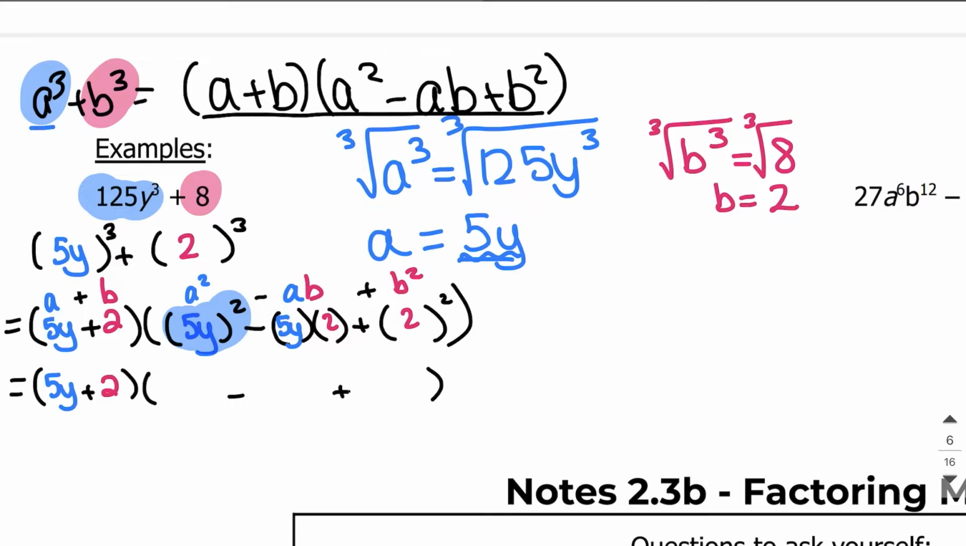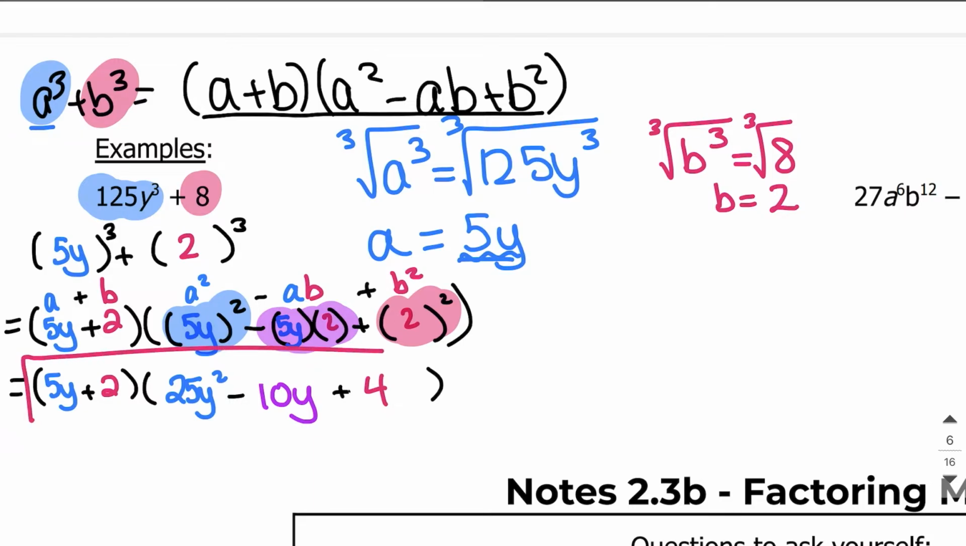I'm going to figure out what 5y squared is. And 5y squared means 5y times 5y, which is 25y squared. Here I've got 5y times 2, which is 10y, but because it's a minus sign, we're going to say minus 10y. And then here I'm going to do 2 squared, which is 4. So I'm going to put a 4 right here.